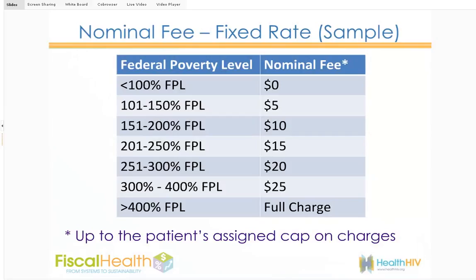If you have a patient that's below the federal poverty level, of course, their nominal fee is going to be nothing because that's in compliance with Ryan White legislation. But then if you move from there, you could set it up where a patient that's between 100 and 150% of the federal poverty level pays $5 for a medical visit, all the way up to, say, $25 if the patient's between 300 and 400% of the federal poverty level. And then if a patient's over 400% of the federal poverty level, maybe they'll pay the full charge for services up to their cap on out-of-pocket charges. So this is just an example of what a nominal fee schedule may look like for a program.